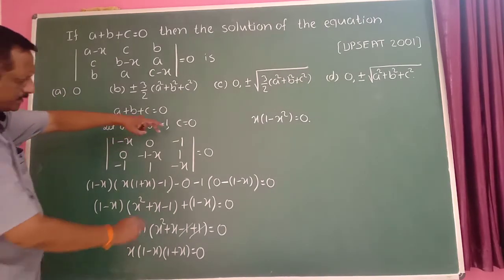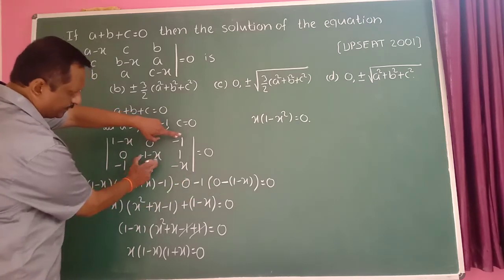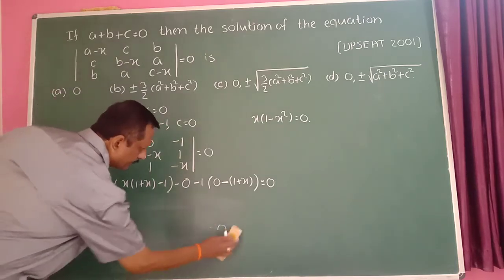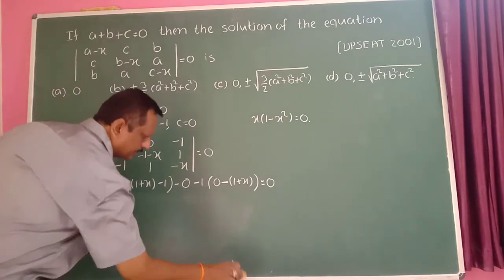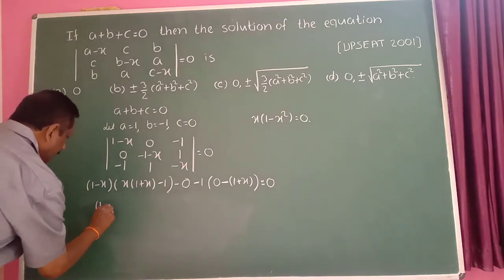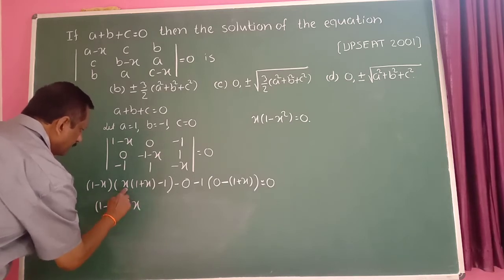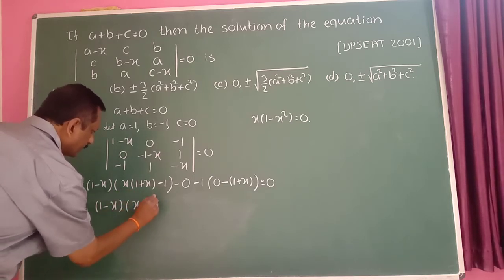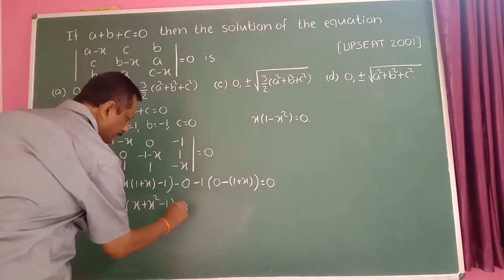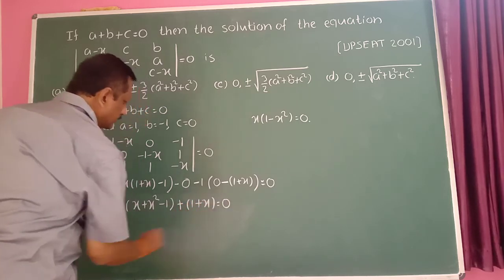So I made a mistake here: minus 1 into 0. If you take minus common, then it becomes plus here. Yes, complete this, three steps become wrong here. Therefore 1 minus x into 1 becomes x into x squared minus 1, then minus into minus becomes plus 1 plus x, that equal to 0.